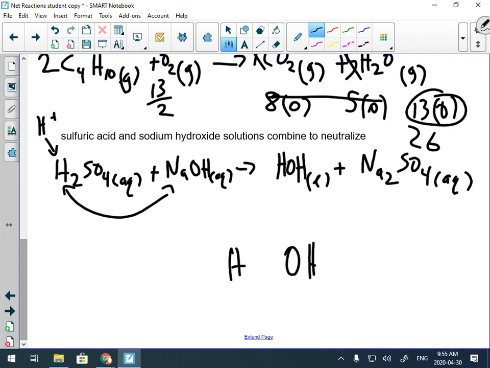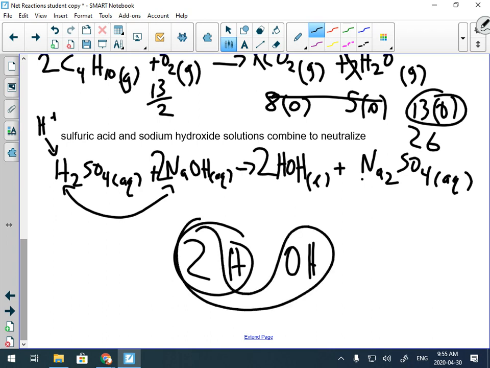Now we're not quite balanced, because if we look, we have only 1 sodium here but 2 there, so we need to double this. If we double this, now we have 2 hydroxides. By writing water as HOH, now we can see we have 2 hydrogens and 2 hydroxides. And look, we have 2 hydrogens and 2 hydroxides. Okay. This is the crash course of the 6 different types of reactions from Science 10.